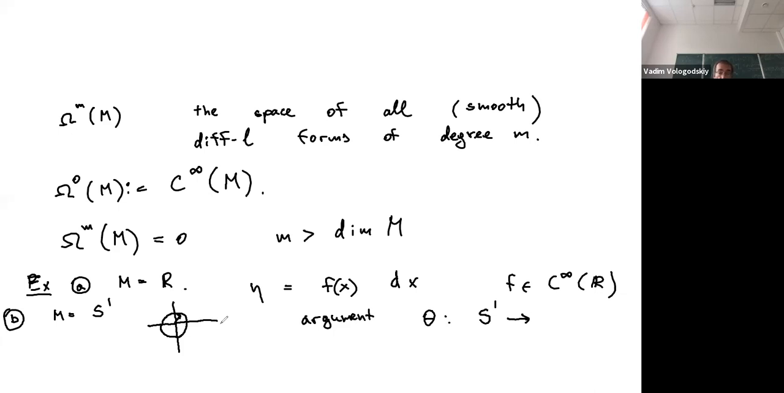Or another possibility is to consider theta as a multivariate function. So the angle is defined up to integer multiple of 2 pi. And that's what I want to do. I want to consider the argument, this angle on the circle, as a continuous function on S1, but it takes values not in R, but rather in the quotient of this group modulo 2 pi Z, right? So it's a multivalued function.